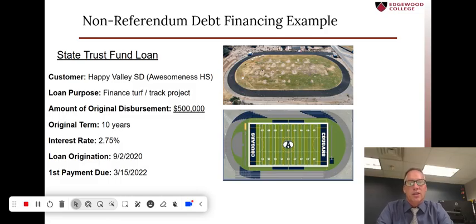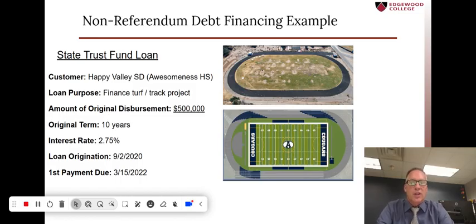So they have this project and they engaged an architect, and as you can see by the picture below, they're going to be really happy when they get their brand new turf field. It's going to have their logos on it, the Awesomeness Cougars, and it's going to be wonderful, and all the kids at Awesomeness High School are going to be happy again.